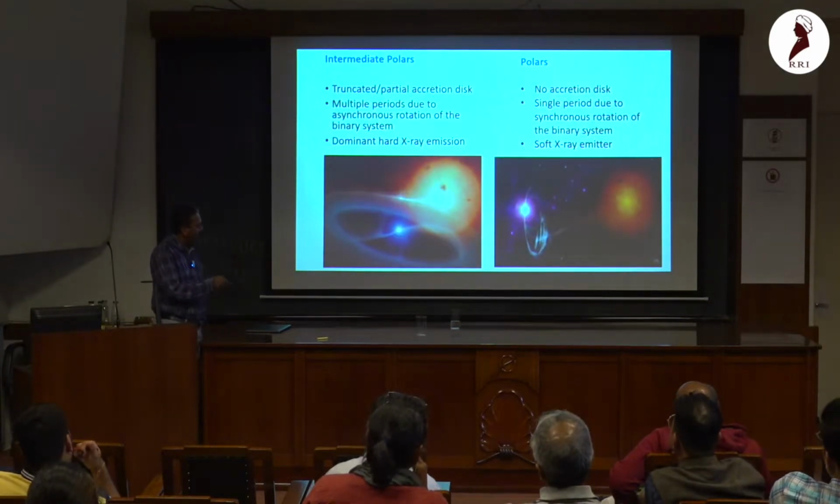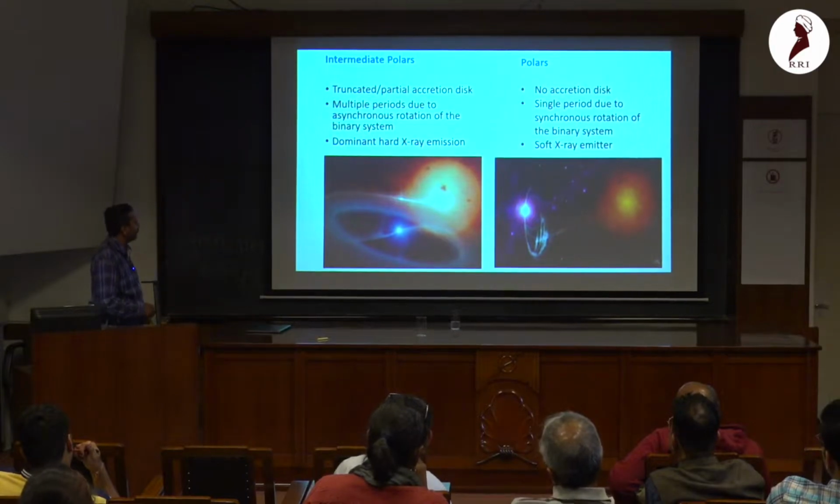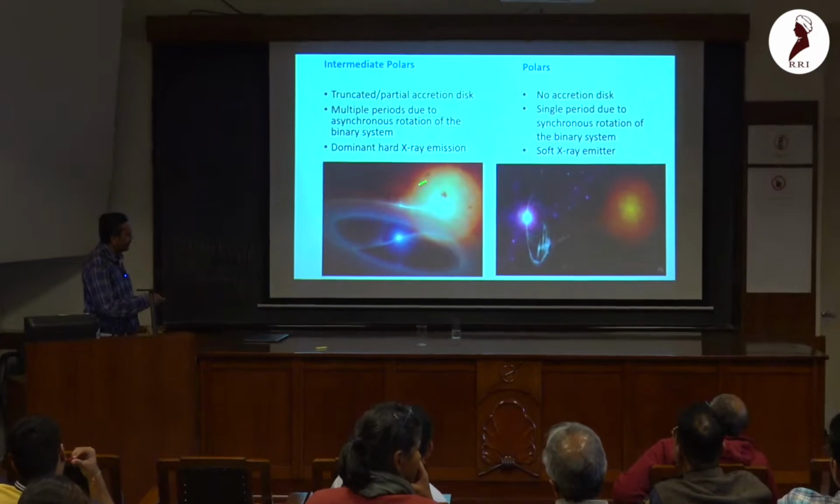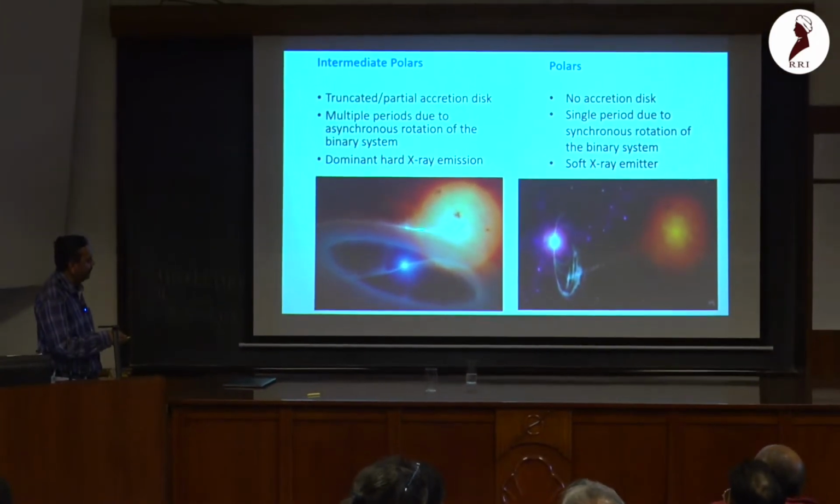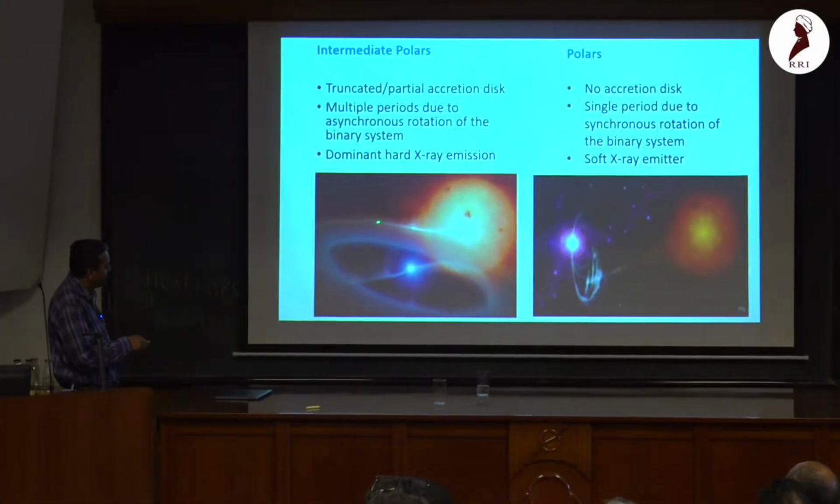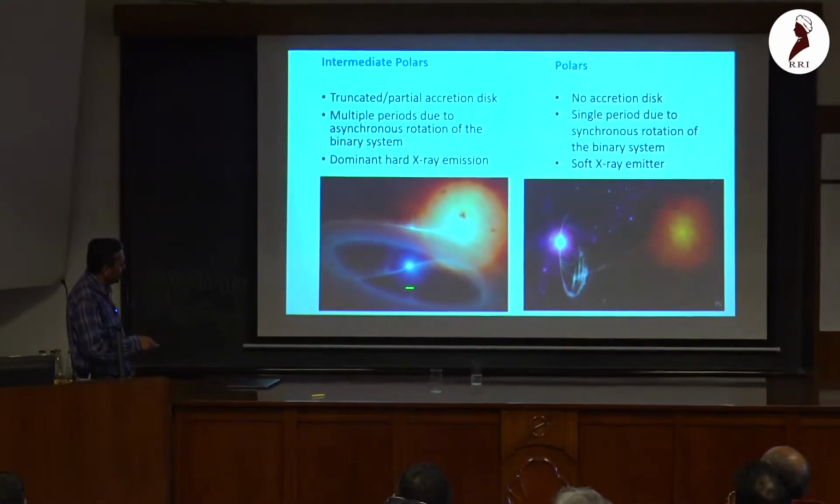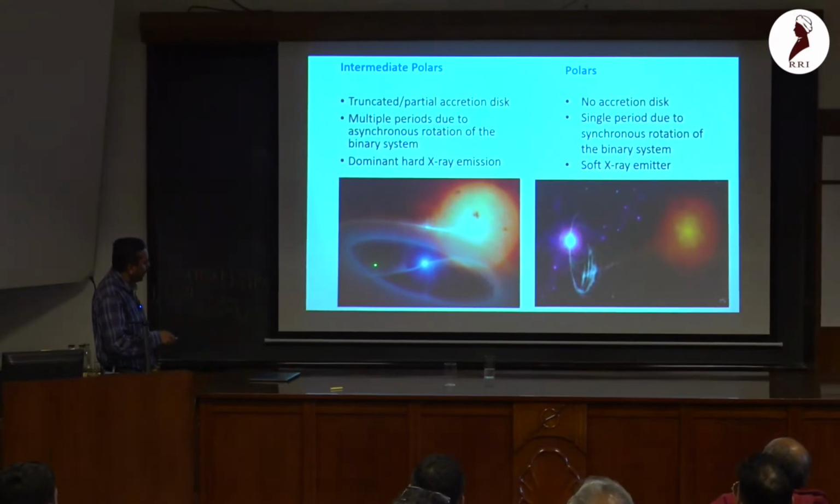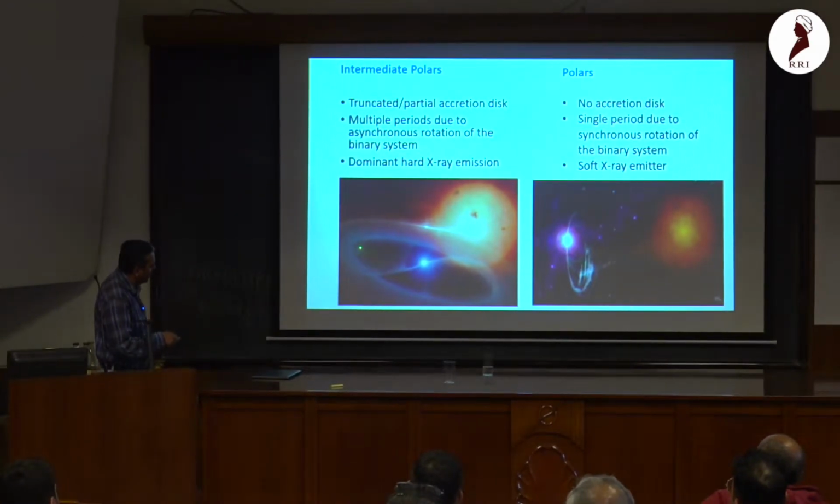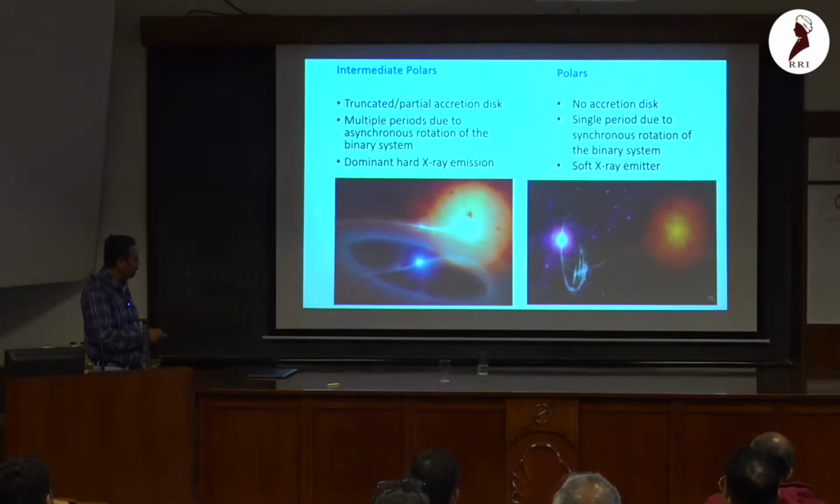Okay, so if you look at the artist's view of these systems, as I told you earlier, you can imagine a secondary star which is overflowing its Roche lobe, and the accretion stream interacts with the accretion disk and slowly falls around. Now, at some point, it will interact with a magnetic field, where the magnetic field becomes strong enough.